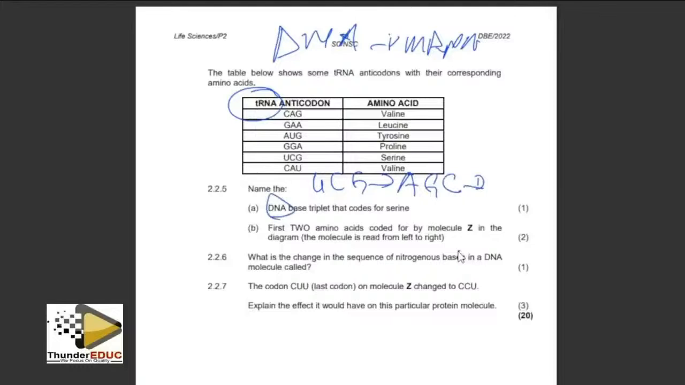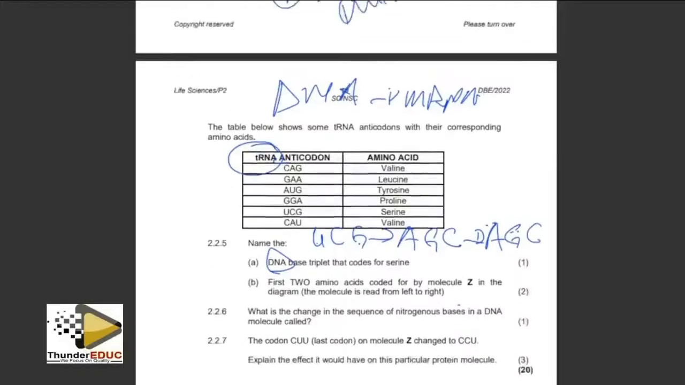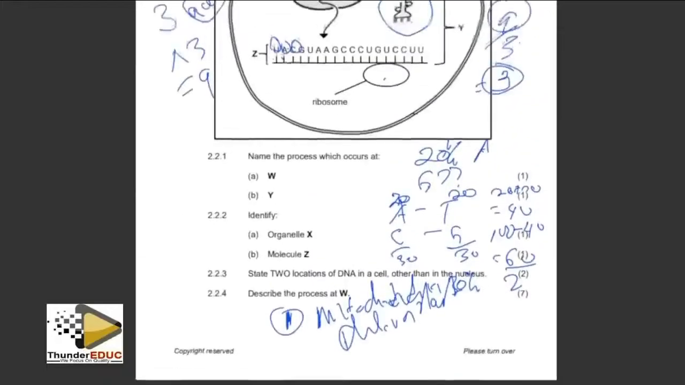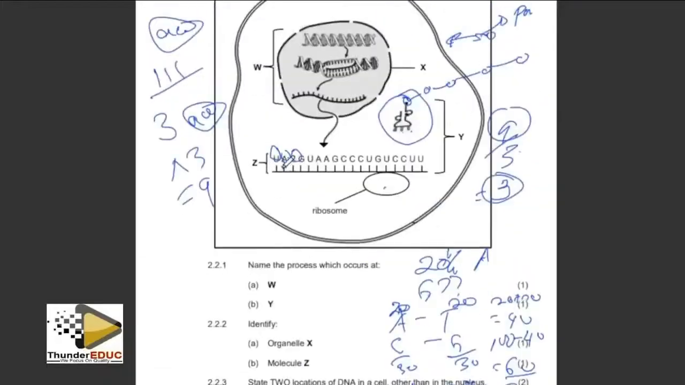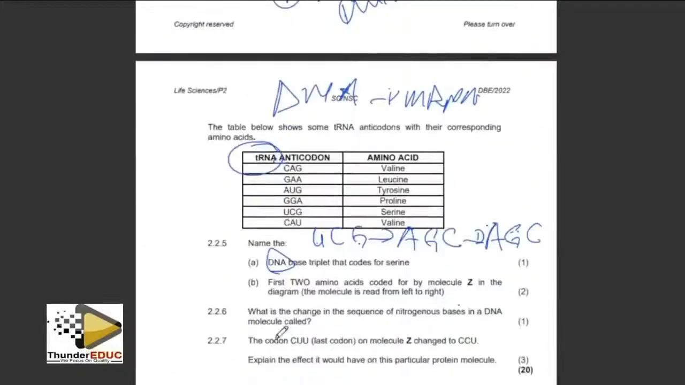How many times do you convert? It depends on what they have given you. So it's going to be A, G, and then C. Are they saying serine? Yes, that's going to be the answer. First 2 amino acids coded for Z in the diagram. So they want you to identify. Now, this is transfer RNA, but what is Z? Z is messenger. Therefore, you just change this into transfer RNA, one conversion, because it is messenger to transfer RNA, and then you come to the table and find it.